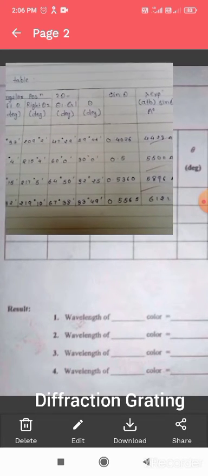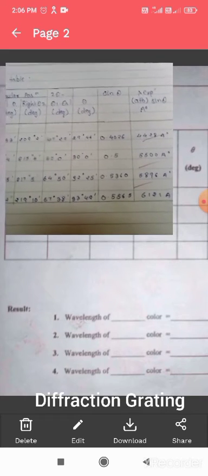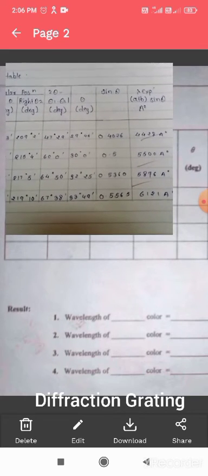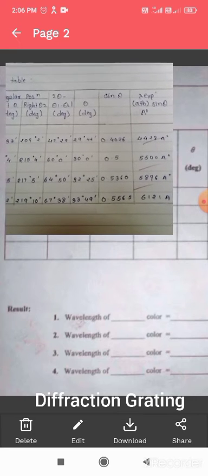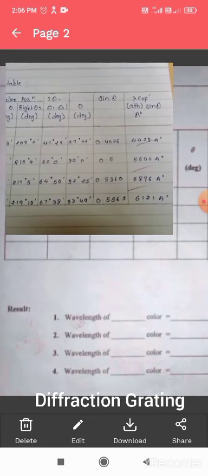Then take the sine of that, which will be 0.4026, and substitute there for lambda expected. Lambda expected is equal to a plus b sine theta. Now a plus b is 1.01 into 10 raised to minus 4, into 0.4026. So its answer will be 4428 Angstrom.